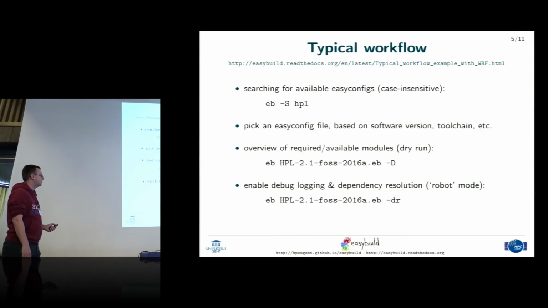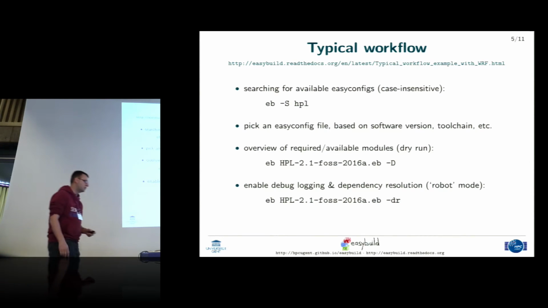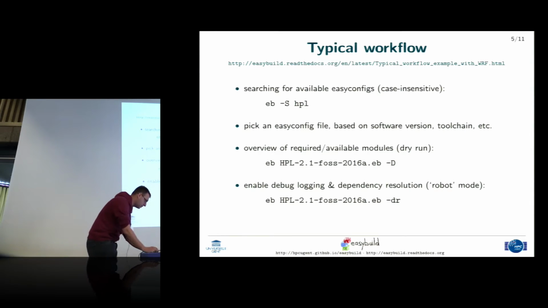So in this case, we're going to install HPL 2.1 with this 2016a version of the compiler toolchain. We're going to check first what it's going to do, so which modules it will install and which ones are already there. And if we're happy with this, we will actually go ahead and enable the robot to take care of all the dependencies, and we will enable debug logging as well, just so you have a fat log file later to look into. So let's do that.